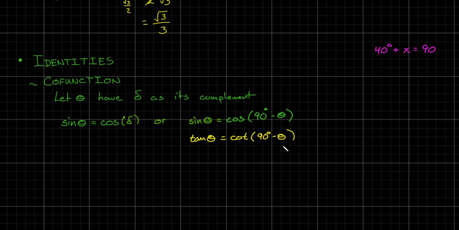Sine and cosine, tangent and cotangent. The secant of theta is going to be equal to what? The cosecant of 90 minus theta, or pi halves minus theta.